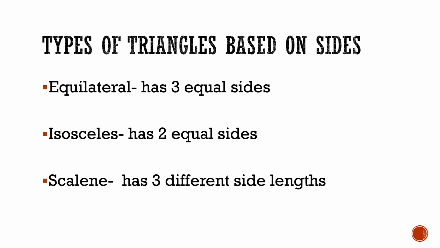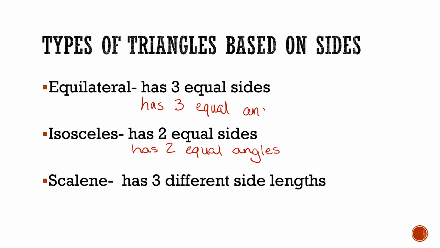Now, it's also important that you know if it has two equal sides, then it also has two equal angles. And if it has three different sides, then all three angles are different. And if it has three equal sides, then it also has three equal angles. So no equal sides on a scalene would mean no equal angles.